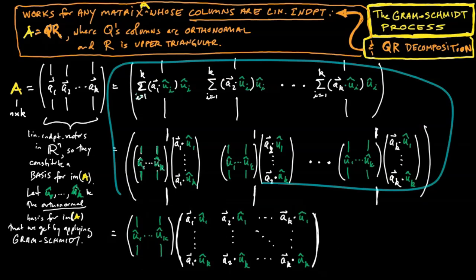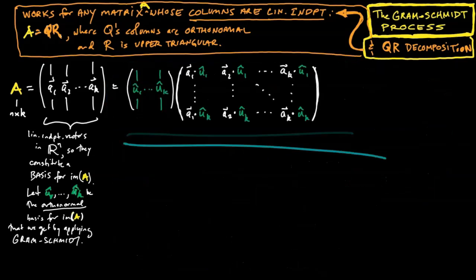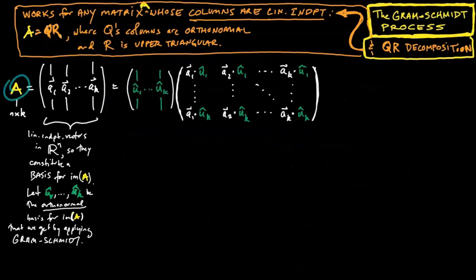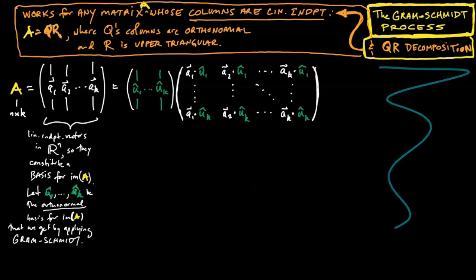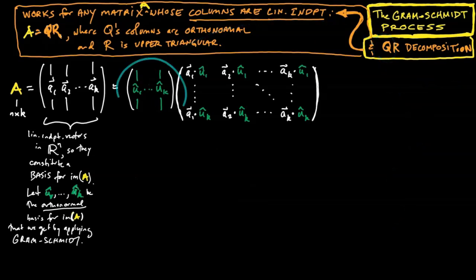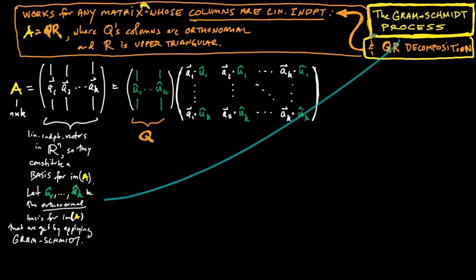Let me clean out the intermediate steps here. Okay, that's better. Now I have indeed factored A into a product of two matrices, and I claim that this is a QR decomposition. Let's begin with the Q. Clearly, this matrix on the left can serve as our Q, because Q is supposed to be a matrix whose columns are orthonormal. Well, the columns of this matrix are indeed orthonormal by construction. That's what we get out of the Gram-Schmidt process. Okay, so that part is done.